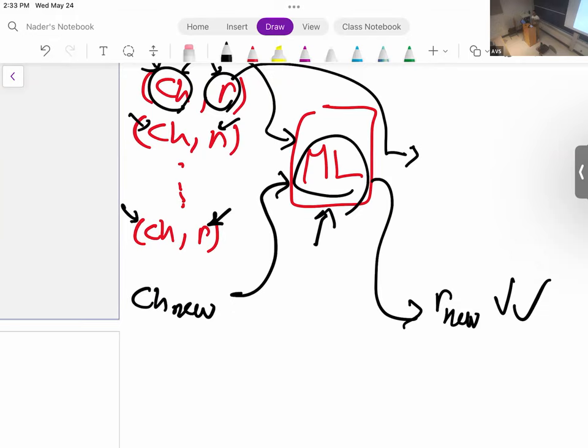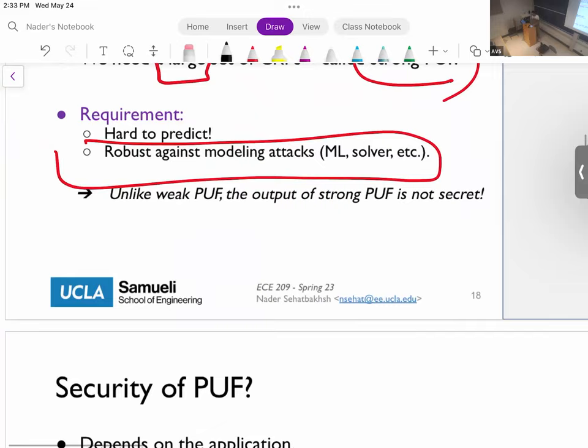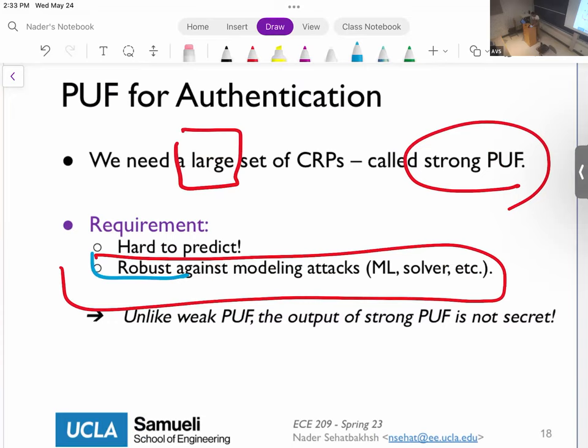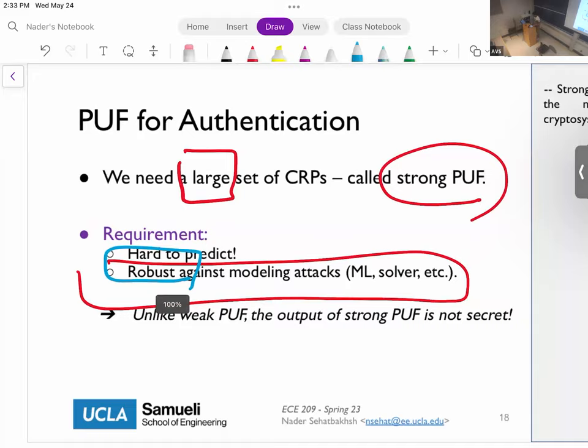So this is one of the key challenges and key problems in strong PUFs. That's why we need to make sure that our system is actually robust against this machine learning. So there is lots of research on breaking PUFs with new machine learning attacks. And then there is lots of research on protecting the systems against machine learning. So it's kind of like back and forth studies on this.